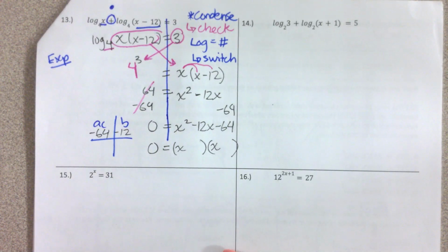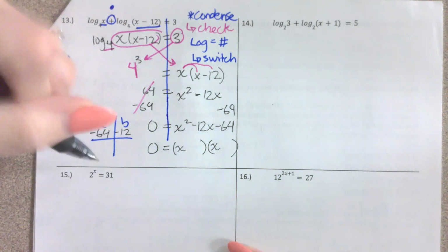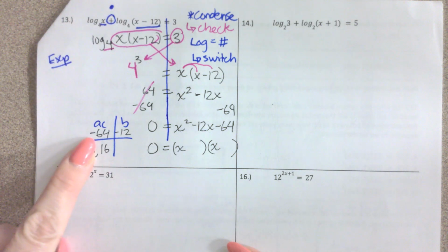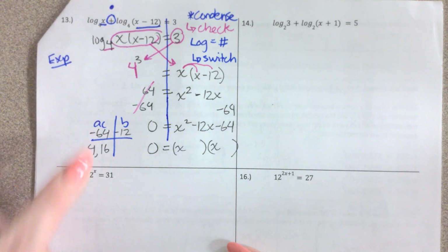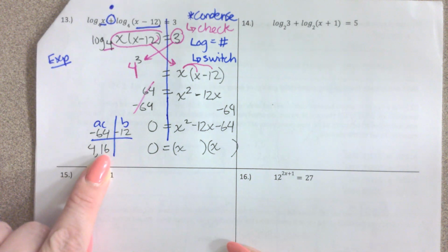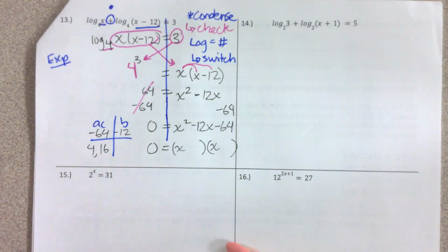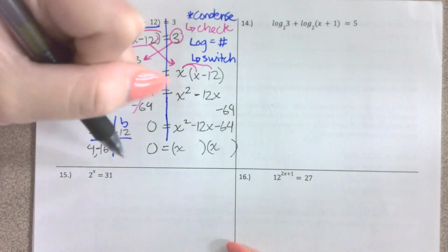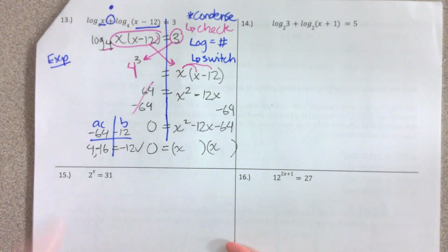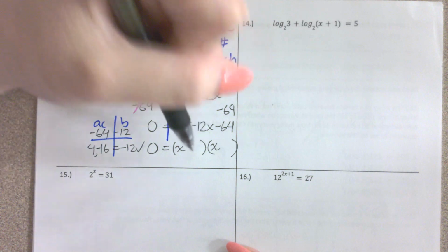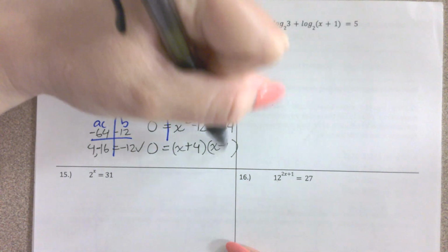Now we could go through all the factors. 64 has a lot of factors. I'm just going to tell you the 2 that you need. And that's going to be 4 and 16. 4 times 16 is 64. To get negative 64, one of these has to have a negative. I need a negative 12, so that means the bigger number 16 is going to have the same sign. It will be a minus, a negative 16. 4 minus 16 is negative 12, yes. 4 times negative 16 is negative 64. So my factors are x plus 4, x minus 16.